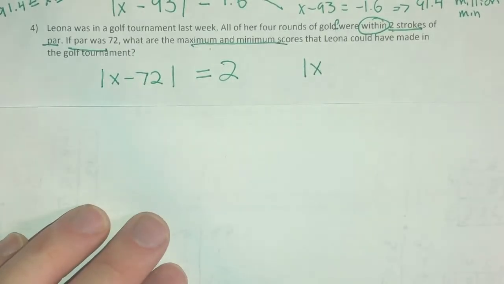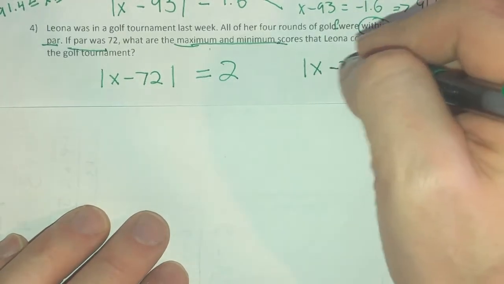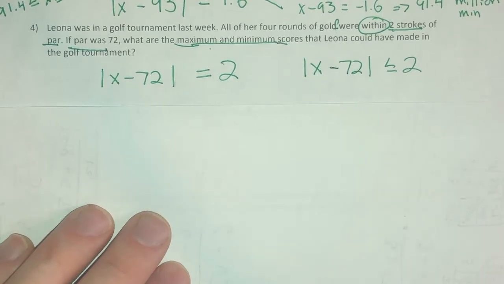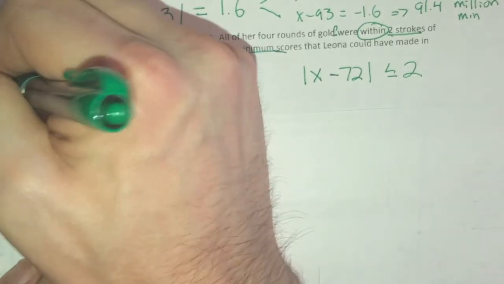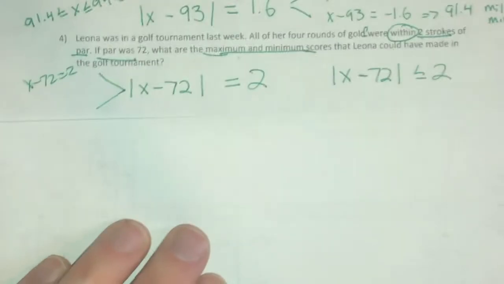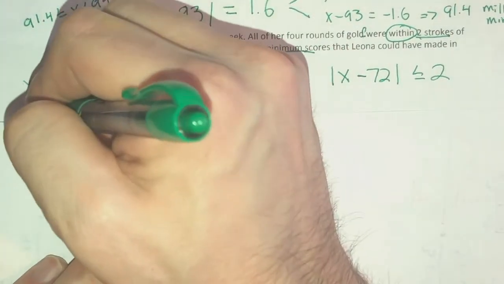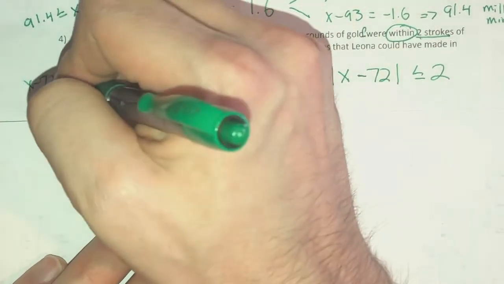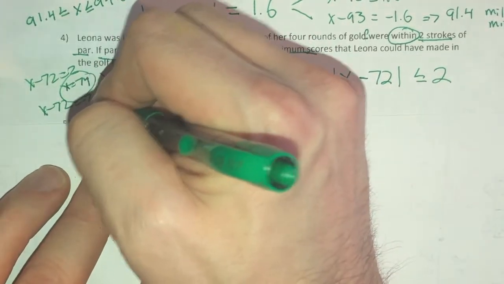The reason that we're doing an equation is because it specifically uses the words maximum and minimum. But what if we looked at it also as an inequality? Let's see what the different answers would be. So here, I split: x minus 72 is equal to 2. I don't know why I'm getting some blurriness going on here. Let's see if I can resharpen that. Beautiful. And x minus 72 equals negative 2. So I solve, I get x equals 74. I solve, I get x equals 70.